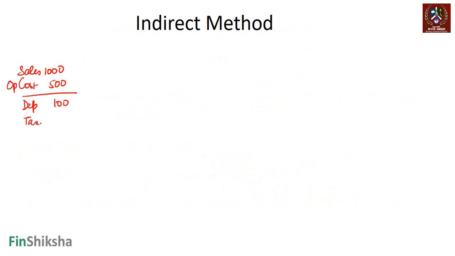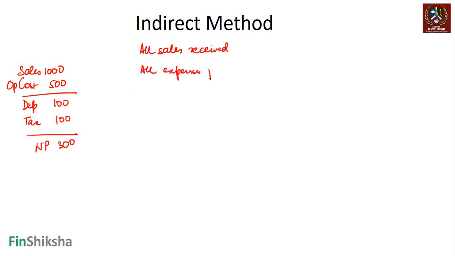and you have some tax, which comes on 400, and let's call the tax also 100. So you're saying 300 is what you get as net profit. Now when you start with net profit, it makes two assumptions. One is all sales are received, the other is all expenses paid, right? If all sales are received, this is an inflow. If all expenses are paid, this is an outflow. We've already assumed this has happened.